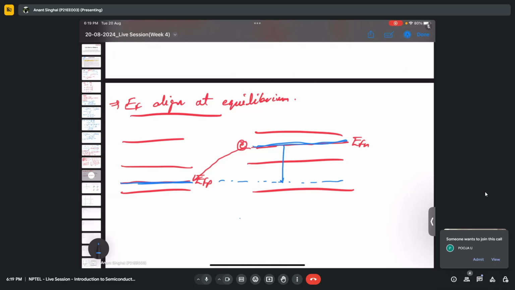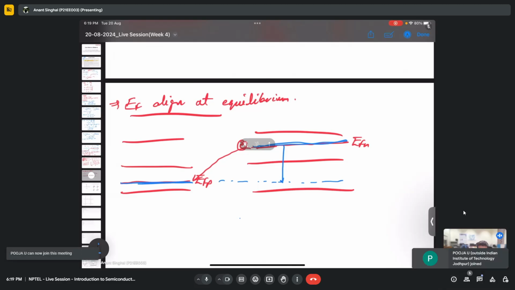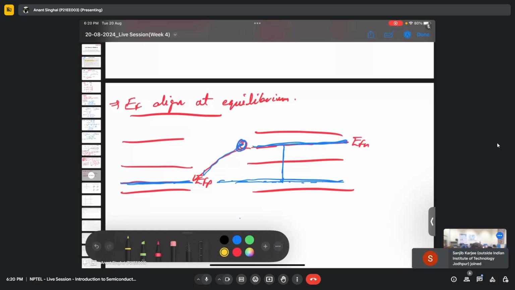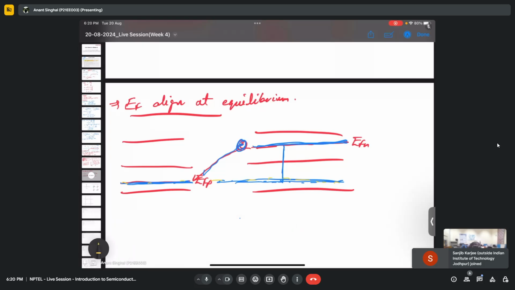Does it make sense to everyone that the first thing we have considered is that the Fermi level will always align? We will have a single Fermi level for each and every material at equilibrium. The electron will come down from here to here, so we need to have this Fermi level aligned. Does it make sense? Sir, why can't EFP rise instead of EFN just falling?